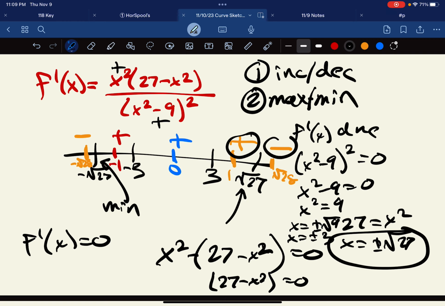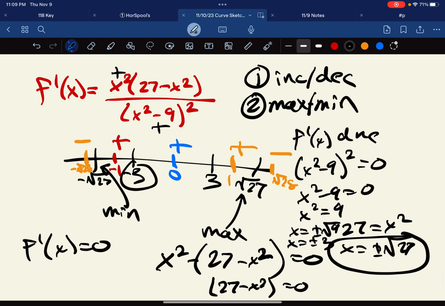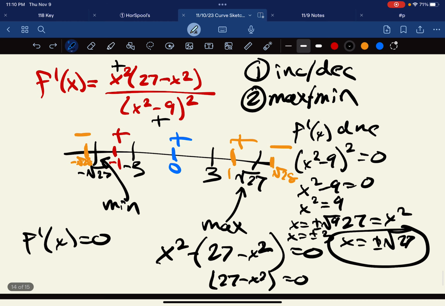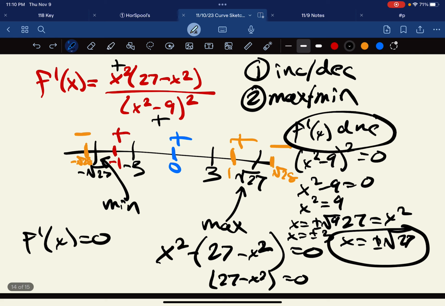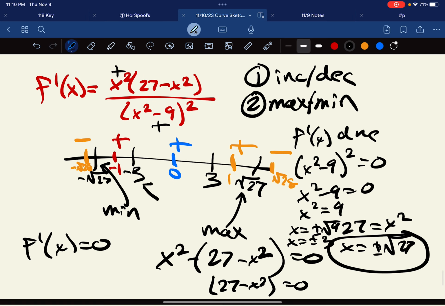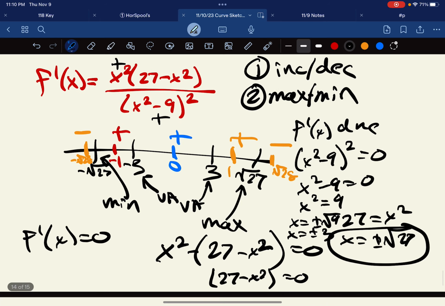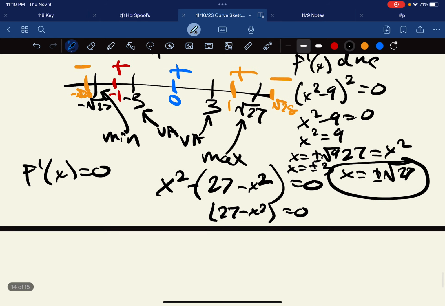From increasing to decreasing, that's going to be a max. And these points, -3 and 3, they are not maxes nor are they mins, because we got them from trying to find where our function does not exist, right? We set our denominator equal to 0 to find those points. So these are actually vertical asymptotes because we got them from setting our denominator equal to 0. They cannot be maxes nor can they be mins. Only points you get from setting your numerator equal to 0 can be maxes or mins.